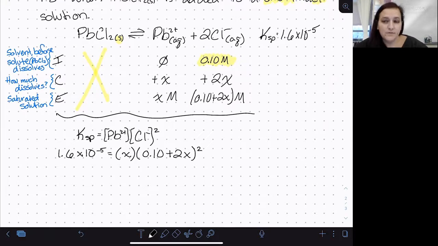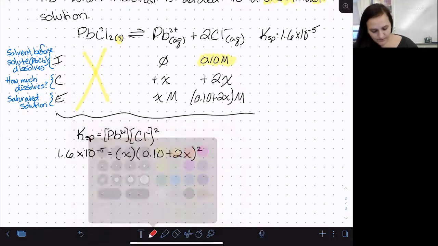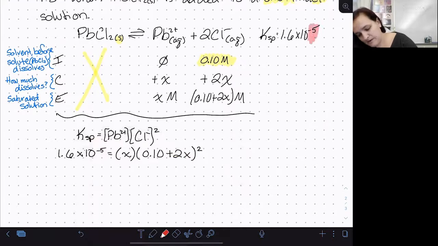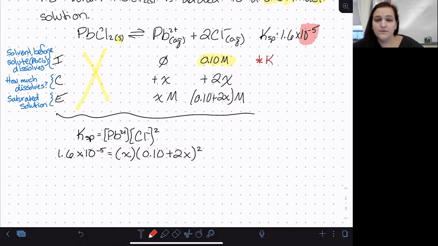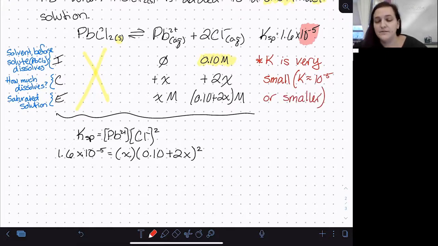But we can simplify the math on this one. So what we need to recognize in order to be able to simplify here is that the value of K we are given is very small. And this works for all equilibrium problems. This simplification is not unique to solubility in any way. You can apply this anytime K is very small. The cutoff typically is K being on the order of 10 to the minus fifth or smaller is when you can apply this simplification.